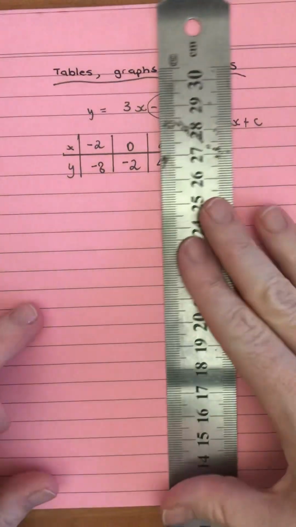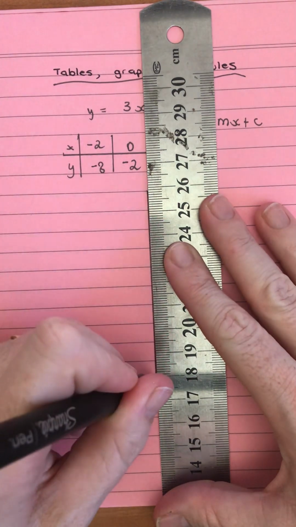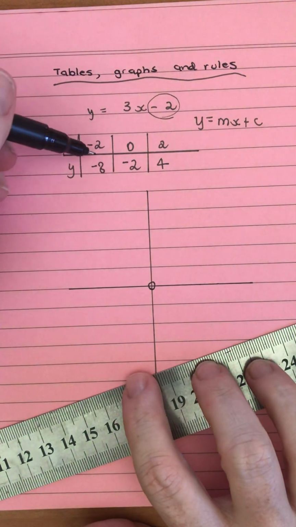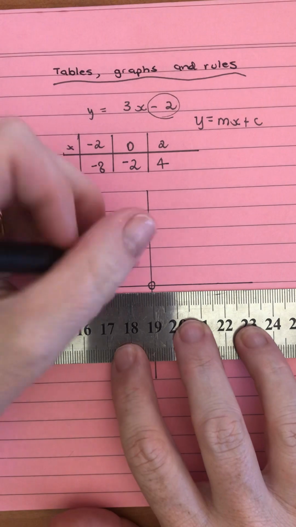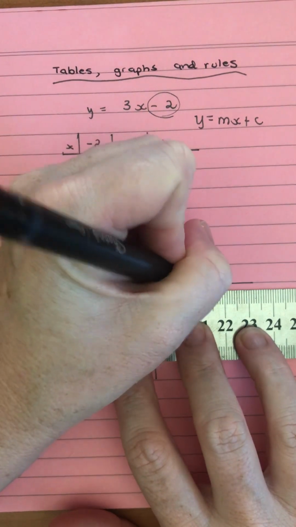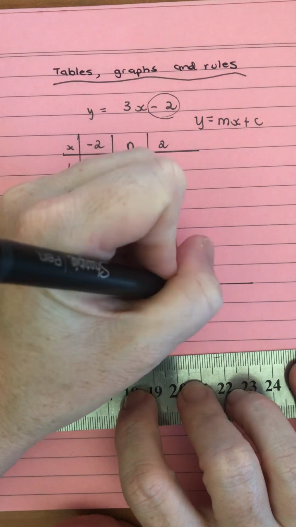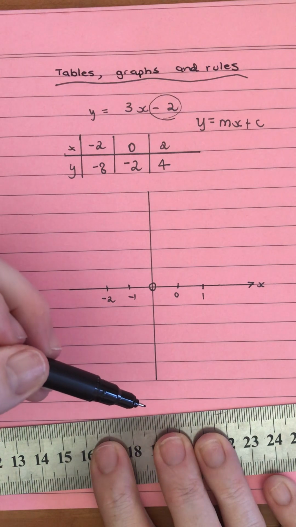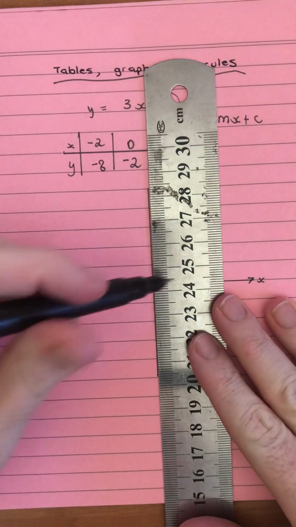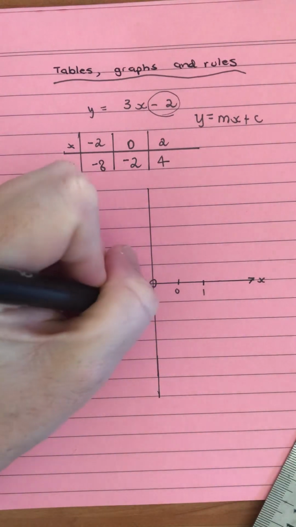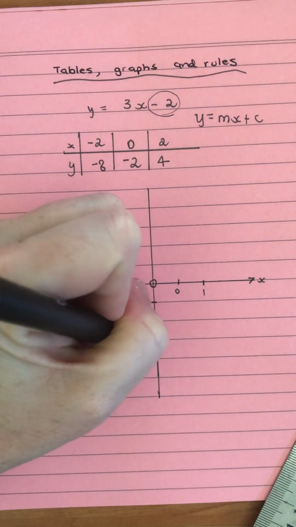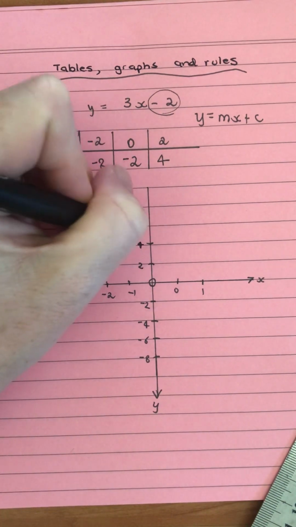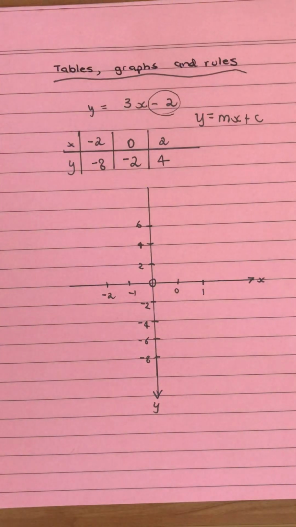We can then draw a graph of that. So I'm going to set up my axes. Now I know on my x-axis I need to have -2, 0, 2. That's my x. And on my y I need to go down to -8 and up to 4. Now I think I'm going to go in 2s. So I'm going to go -2, -4, -6, -8, my y, and then 2, 4, 6 there. Then I'm going to plot those coordinates.